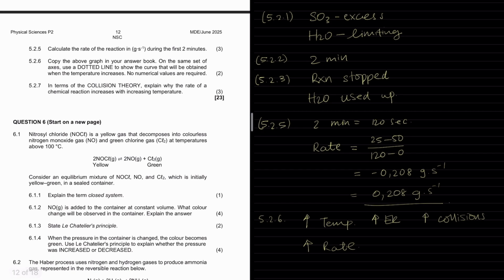Question 5.2.7, in terms of collision theory, explain why the rate of a chemical reaction increases with increasing temperature. So we've explained it already here. So this is 5.2.7 as well.